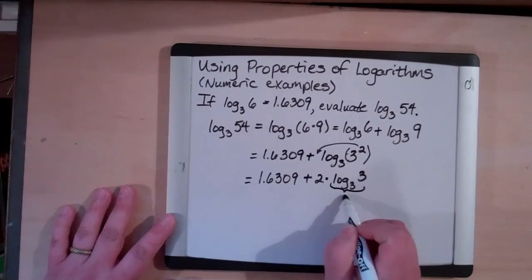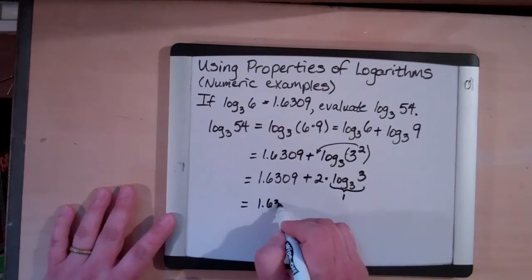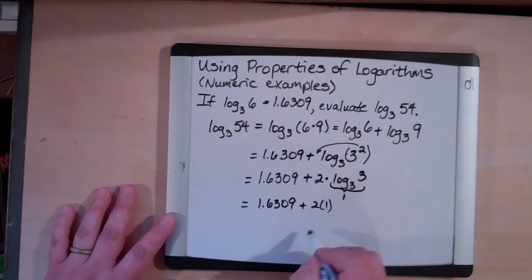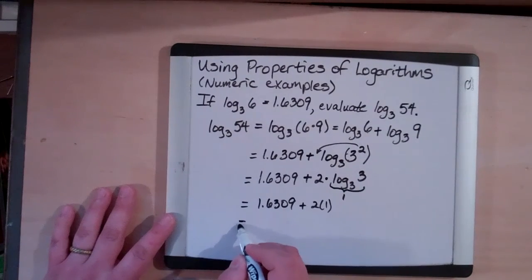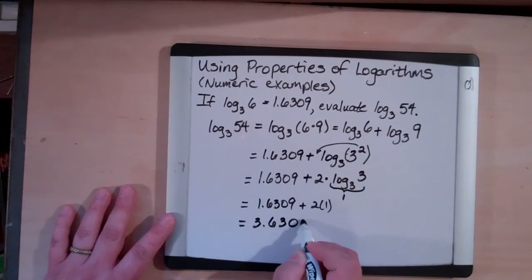This equals 1, so I have 1.6309 plus 2 times 1, which is just 2. So my answer is going to be 3.6309.